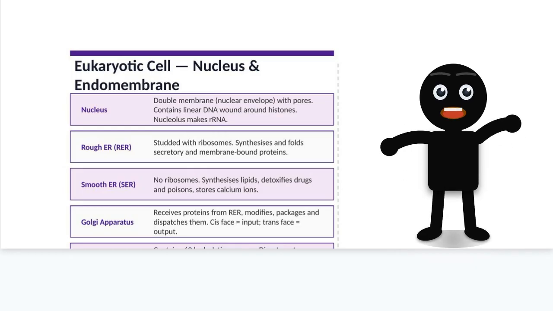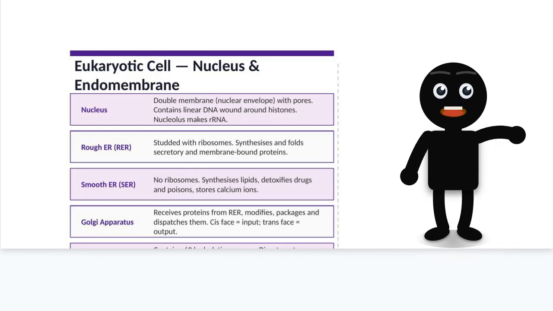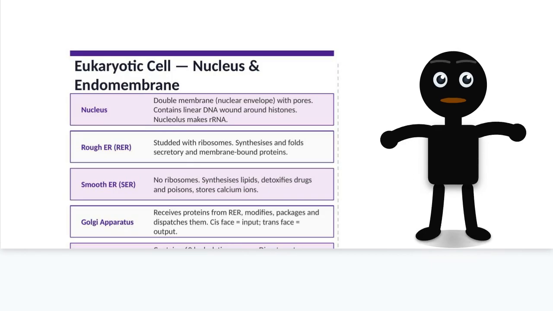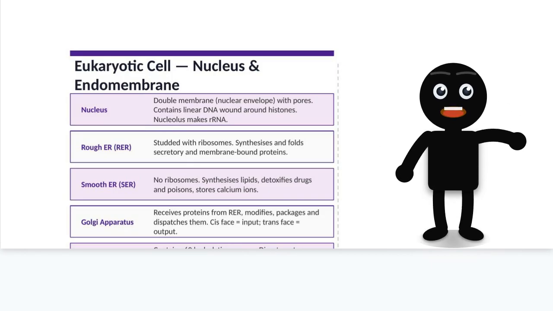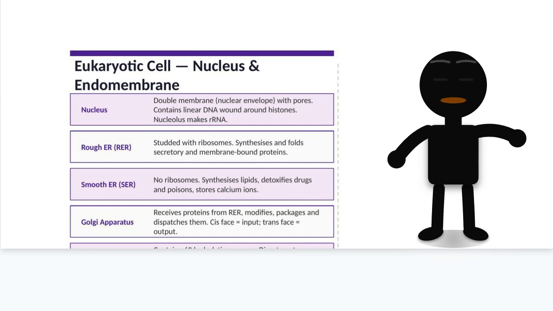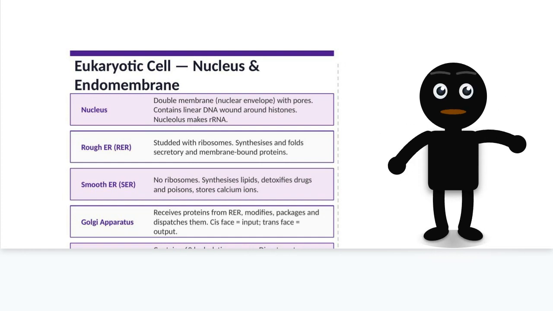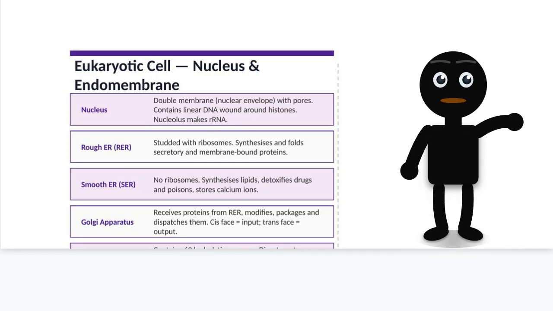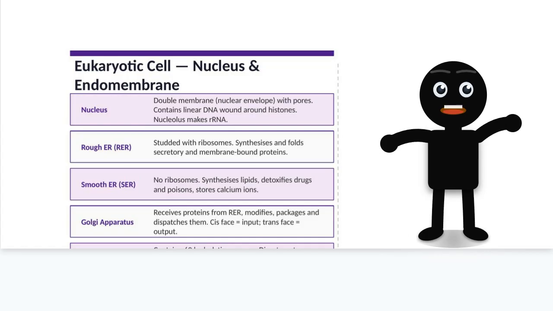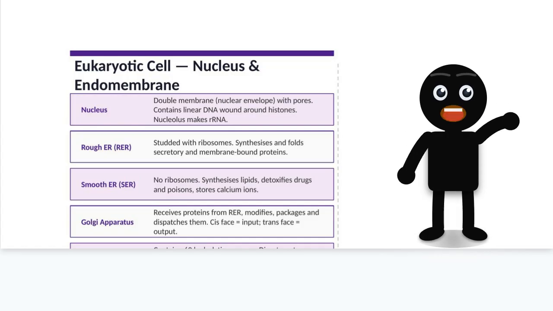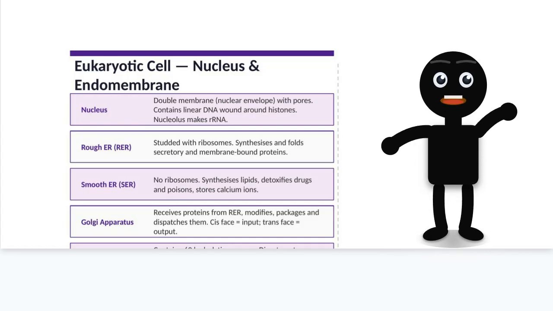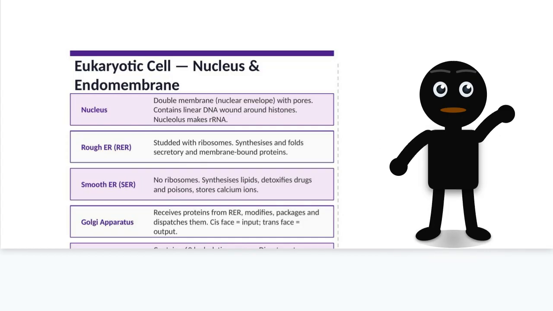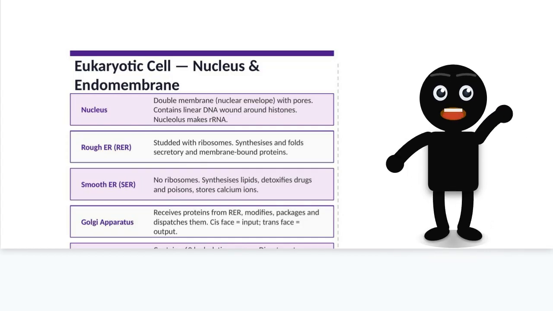The rough endoplasmic reticulum is studded with ribosomes and is the main site for synthesizing proteins that will be secreted out of the cell or embedded in membranes. The smooth endoplasmic reticulum has no ribosomes. It synthesizes lipids including phospholipids and steroid hormones. It also detoxifies drugs, which is why liver cells, which do a lot of detoxification, have an abundance of smooth ER. The Golgi apparatus acts like the cell's post office.